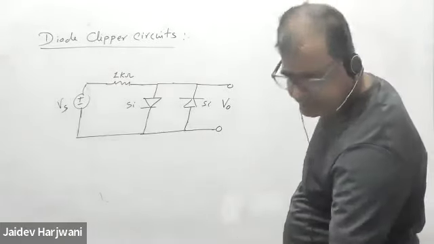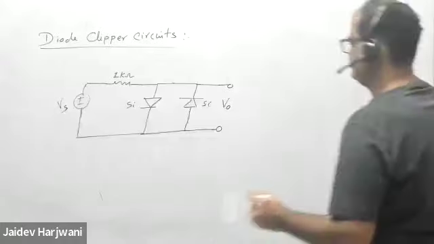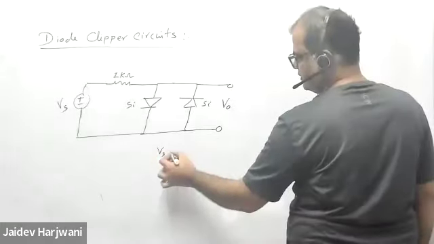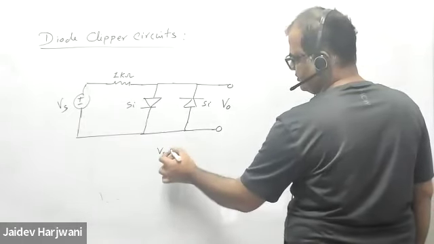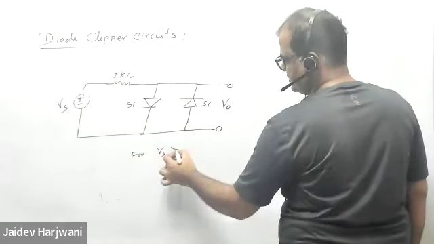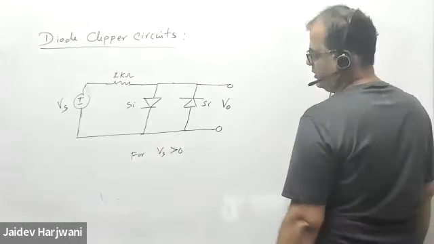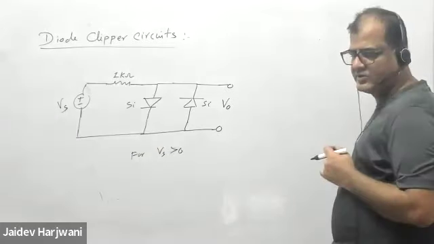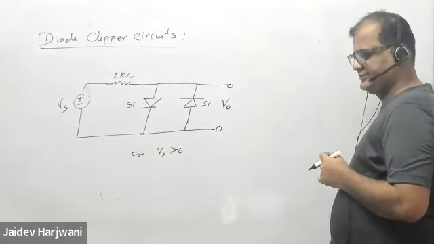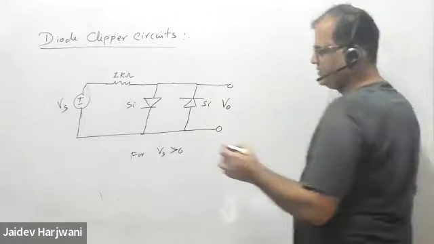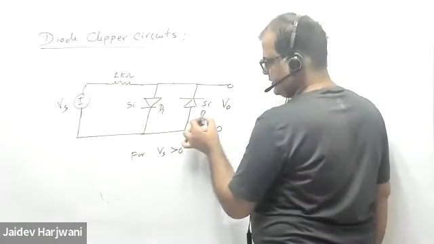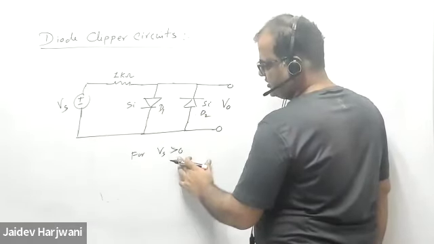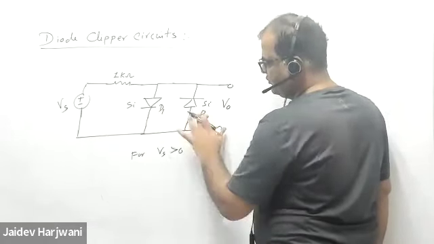What should be the curve? So for Vs equal to a positive value. For Vs positive. Okay. Which diode is open? Which diode is conducting? Say the first one is D1. The first diode is conducting and the second one, D2, is not conducting. Open. So Vs is greater than 0. Okay. D2 is always open.